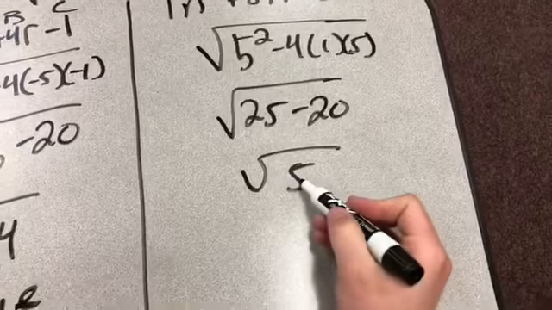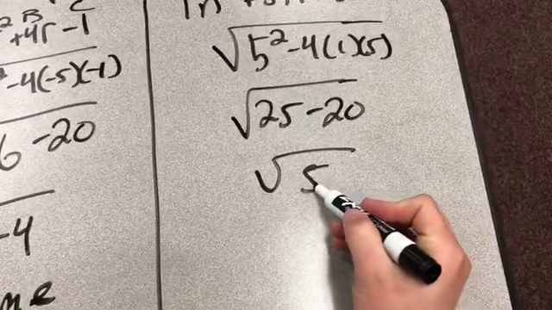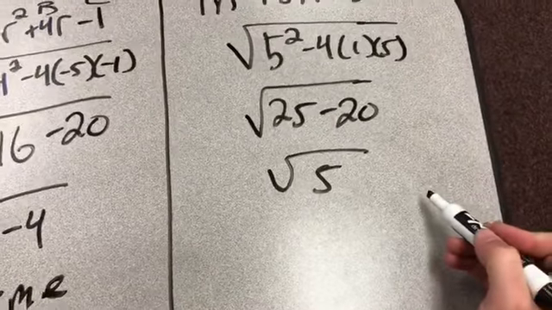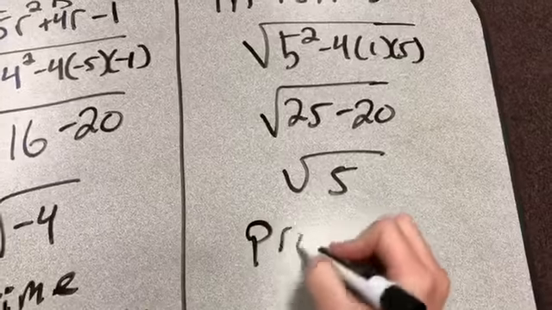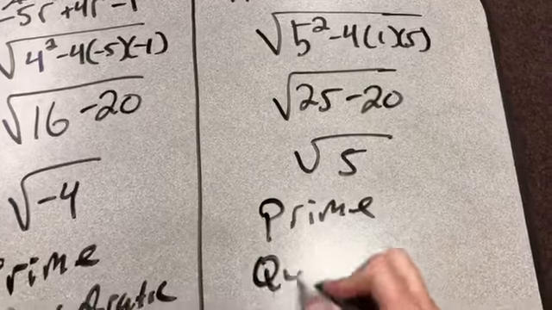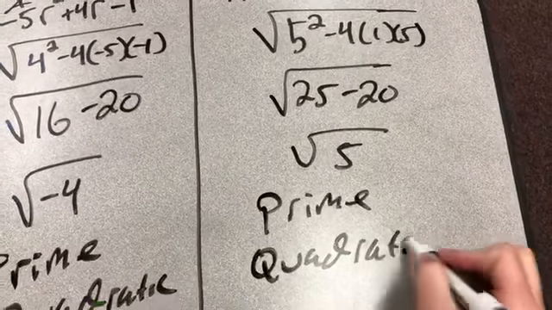Last example, square root of a positive 5. If you take the square root of that number and you get a crazy decimal, which would happen with the square root of 5, that's also prime. So it's quadratic formula time.